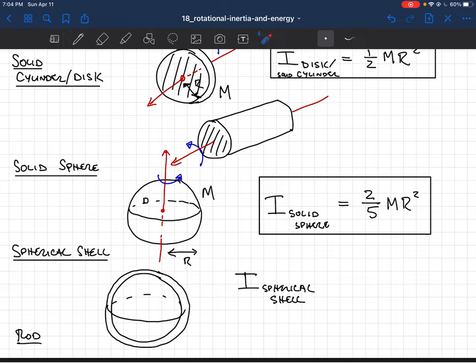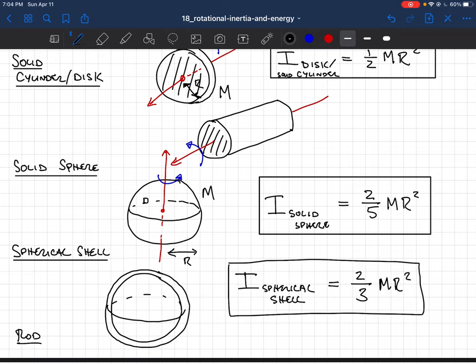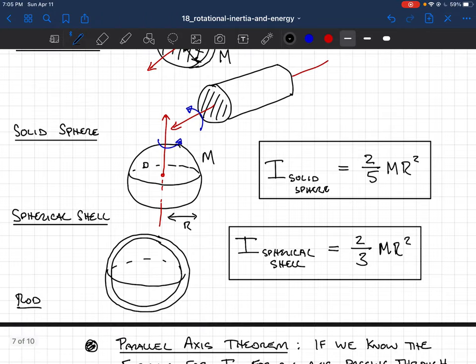Well, think about what happened with the disk and the hoop. If I take a solid sphere and I take some of the mass that's on the inside and start to push it out toward the outside, then basically I'm getting larger mr squareds for those little pieces. So they have the same amount of mass, these two objects, let's say, but this one has all of the mass out at this distance. So it should be that this has a larger moment of inertia, and the equation for it is 2/3 mr squared, which of course is larger. 2/5 is 40%, it's 0.4. 2/3 is 67%, it's 0.67. So this is a larger one.